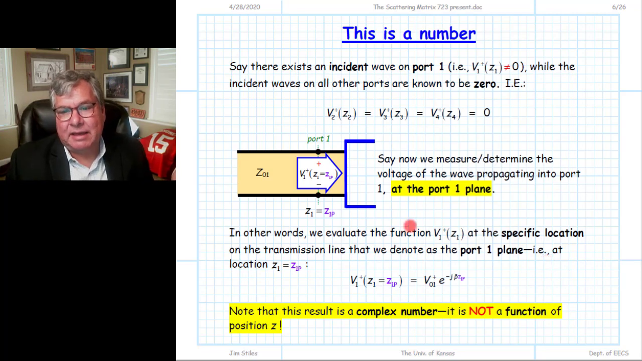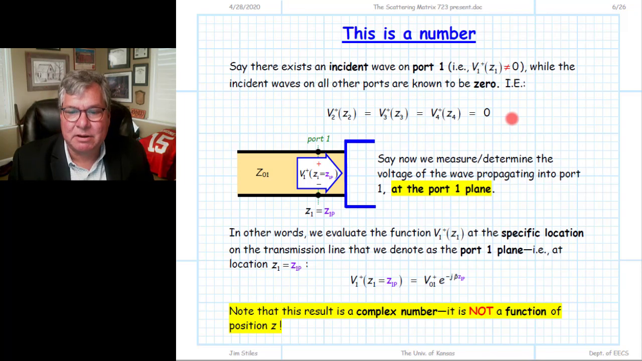So say that there is a single incident wave on a multi-port device. On this 4-port device, let's say that wave is on port 1, one incident wave. The incident waves on the other ports are equal to 0. Now we'll talk about why that needs to be and how we can make that happen later. But let's just say there's one non-zero incident wave, V1 plus.